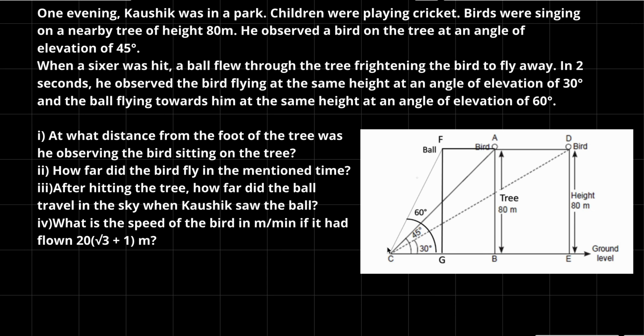Just to get a proper idea of the situation, at this point C is the boy. He sees the bird on the top of the tree, the bird is here. He hits the ball towards the tree. The bird flies in this direction towards the point D and remains at the same height, and when he observes the ball falling towards him, it is at an angle of elevation of 60 degree and also at the same height. So the bird before, after, and the ball right now all are at a height of 80 meters.